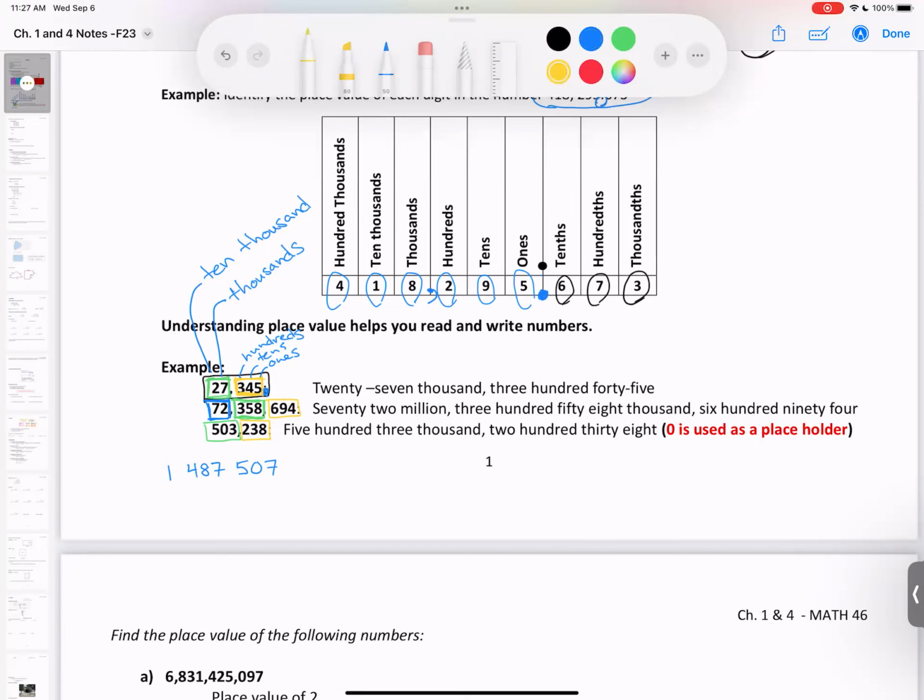Okay, and so hopefully you took a chance to do that. And so you'll say, well, those 3 digits are the ones. And then we've got our thousands here. And after thousands comes the millions. So this would be 1,487,000, because those are our greens. And then 500, I guess there should be a comma there, 507.